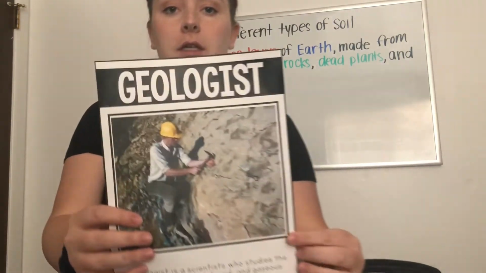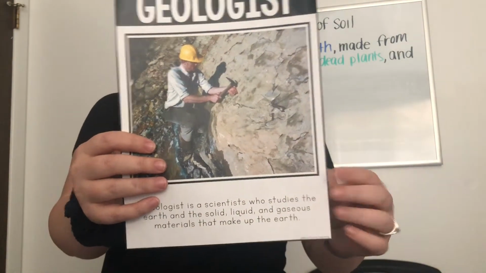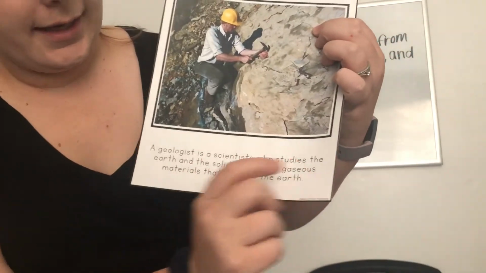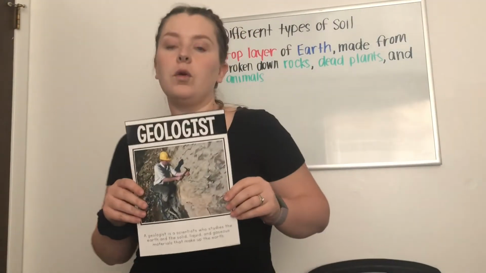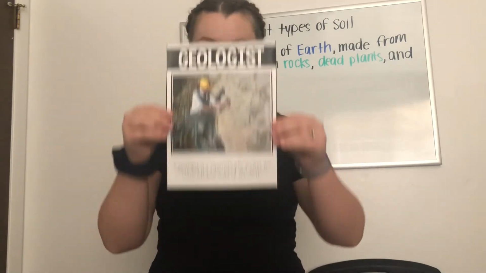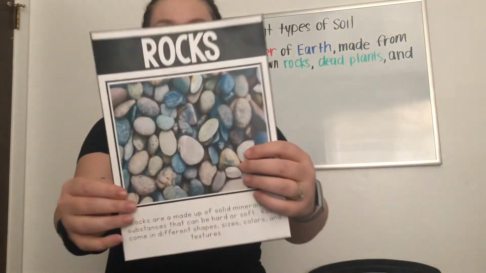So, our first word is geologist. And you can see our picture here. A geologist is a scientist who studies the earth and the solid, liquid, and gaseous materials that make up the earth. So when we think about soil, the scientists that study soil and rocks and other things about the earth are called geologists.